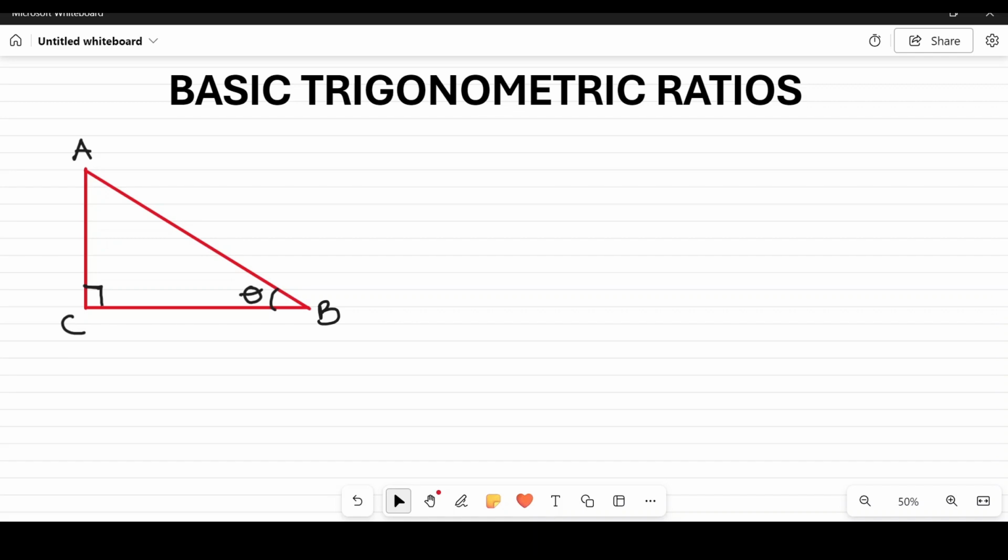If we consider the right angle triangle that has sides A, B, and C, we can derive our trigonometric ratios. First of all, from our right angle triangle, this point here is known as the hypotenuse. This is the side that is opposite the right angle. So we name here side C, known as the hypotenuse.